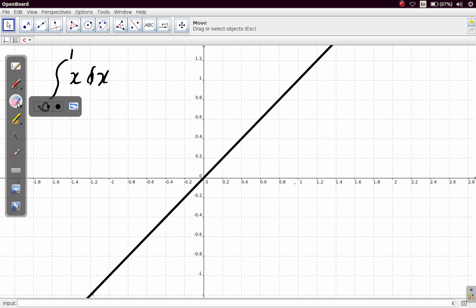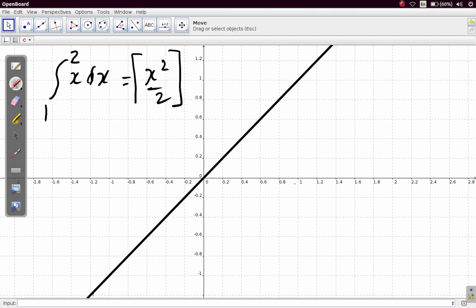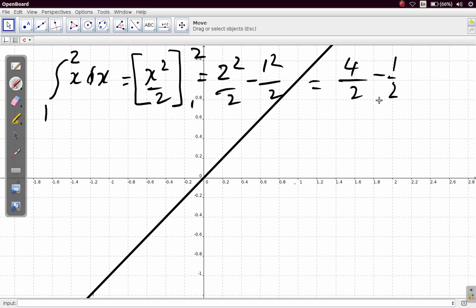Now, let us erase all of this. And this time, we want to integrate from, let's say, 1 to 2 of x dx. Let's do that. This is x squared over 2, and the boundaries are 1 and 2. So in this case, we substitute 2 for x, which is 2 squared over 2, minus substitute 1 for x, which is 1 squared over 2. So what we get now is 2 squared is 4 divided by 2, minus 1 squared is 1 divided by 2. 4 divided by 2 is 2, minus half. 2 minus a half is 1 and a half.